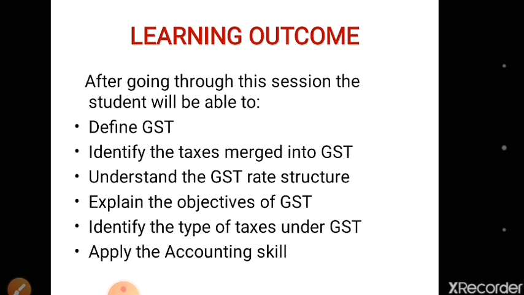After going through this session, the students will be able to define GST, identify the taxes merged into GST, understand the GST rate structure, explain the objectives of GST, identify the types of taxes under GST, apply the accounting skills related to GST.